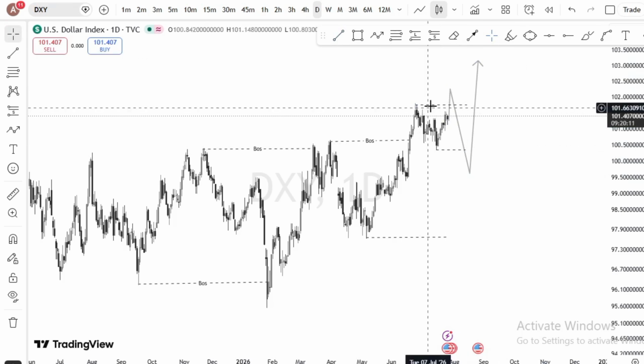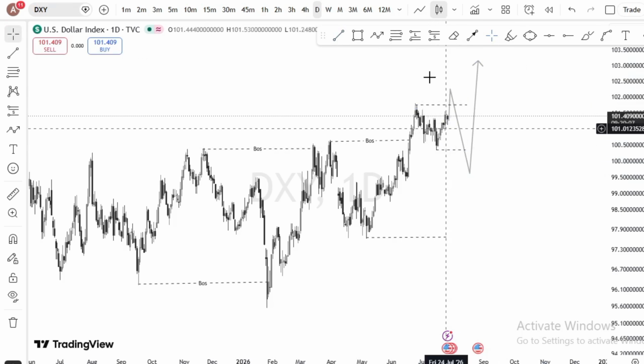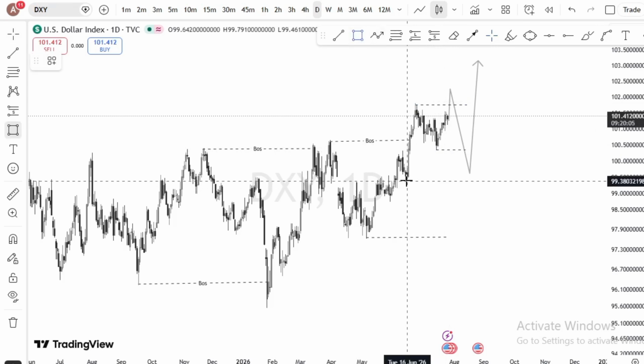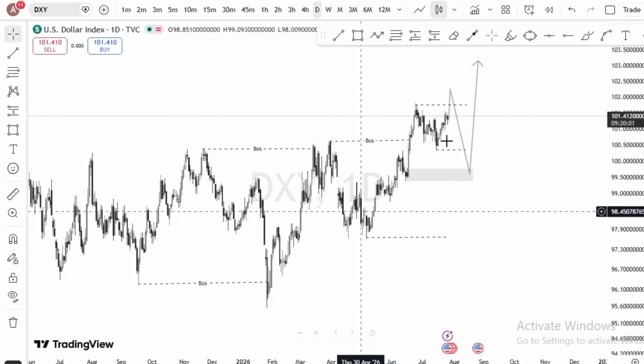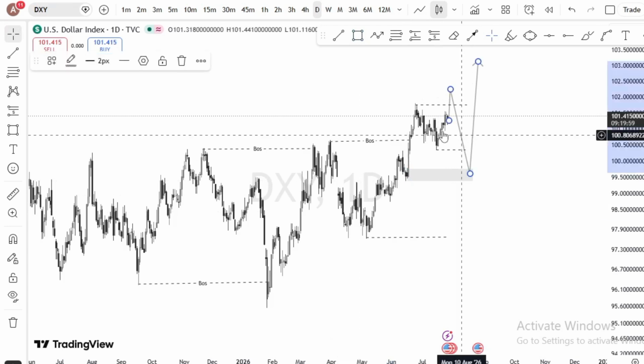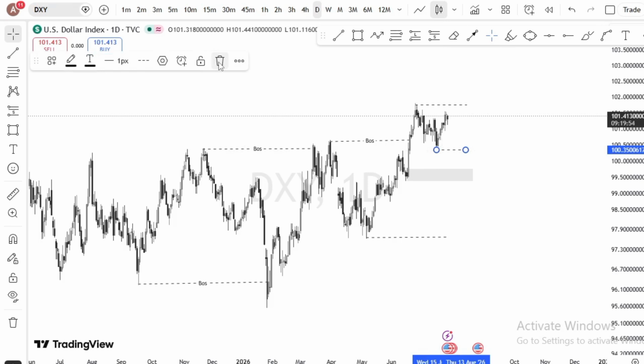So this one will be our buy side liquidity, and this one will be our sell side liquidity. Then price will come into this demand zone. Then we are going to have a continuation of this bullish trend. But what if we are not seeing something like that?